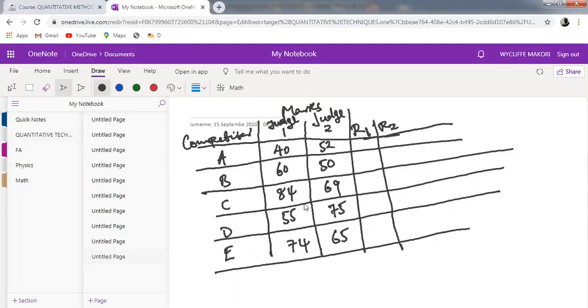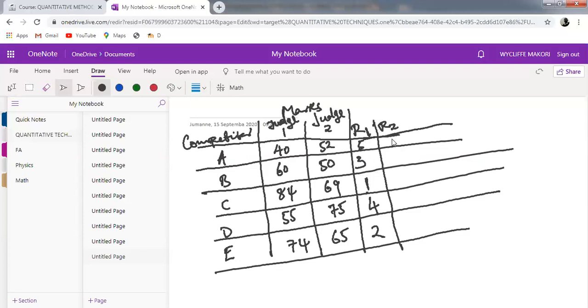As per judge 1, for this competitor who was number 1, you come here and find out who scored the highest marks, which is C. So according to judge 1, C was number 1 because he had the highest marks. This one was number 2 because he was the second. Number 3 will be this one because he was the third highest. This one was number 4, and this one was number 5.